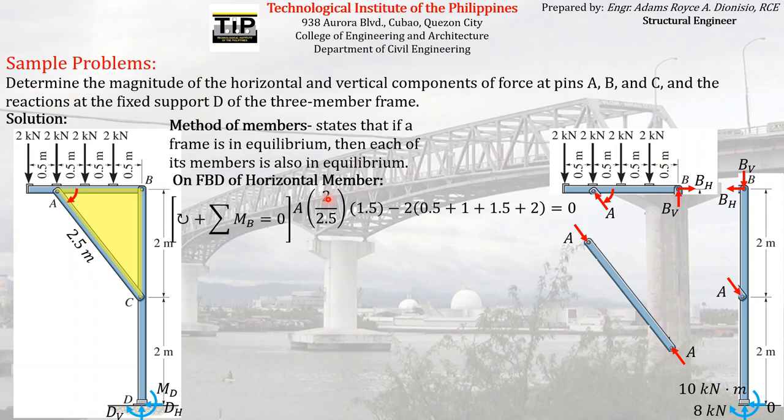Ito yung moment nitong 4 na to. Puro pa counterclockwise, that's why negative. Again, pinactor out ko na lang yung 2 kilonewton kasi pwede na maki-factor out. Itong nasa loob ng quantity, these are actually the moment arms. 0.5, moment arm nito. 1, moment arm nito. 1.5, moment arm nito. Ito, 2, moment arm nito. So summation dapat ng mga moments na yan about point B equal to 0 according to this equation. Solving for A, A na lang nawawala dyan. A is equal to 8.33 kilonewton and yung nakuha natin ay positive. Ibig sabihin, tama yung assumption natin dito ng direction which is compression.